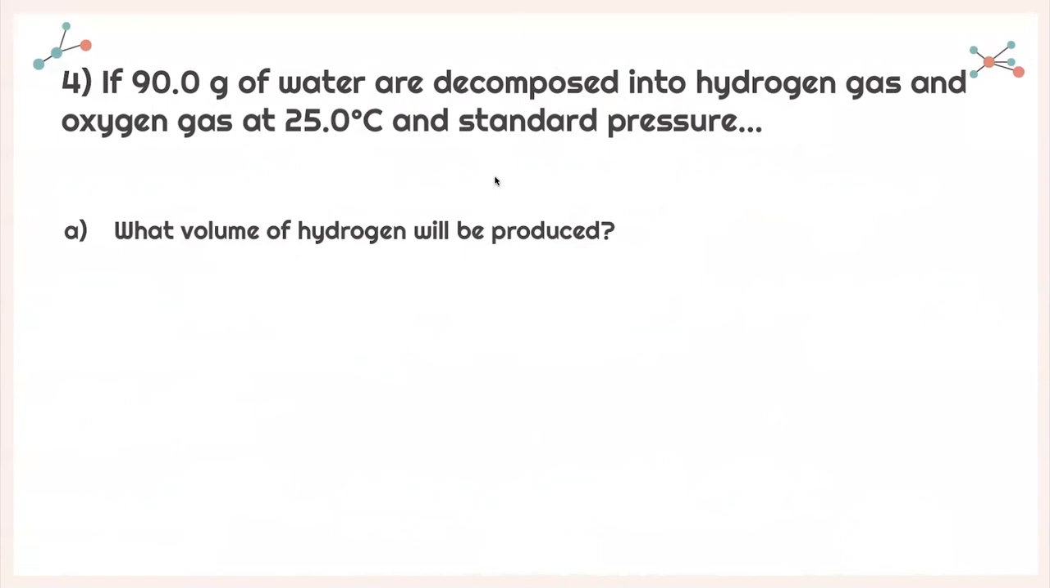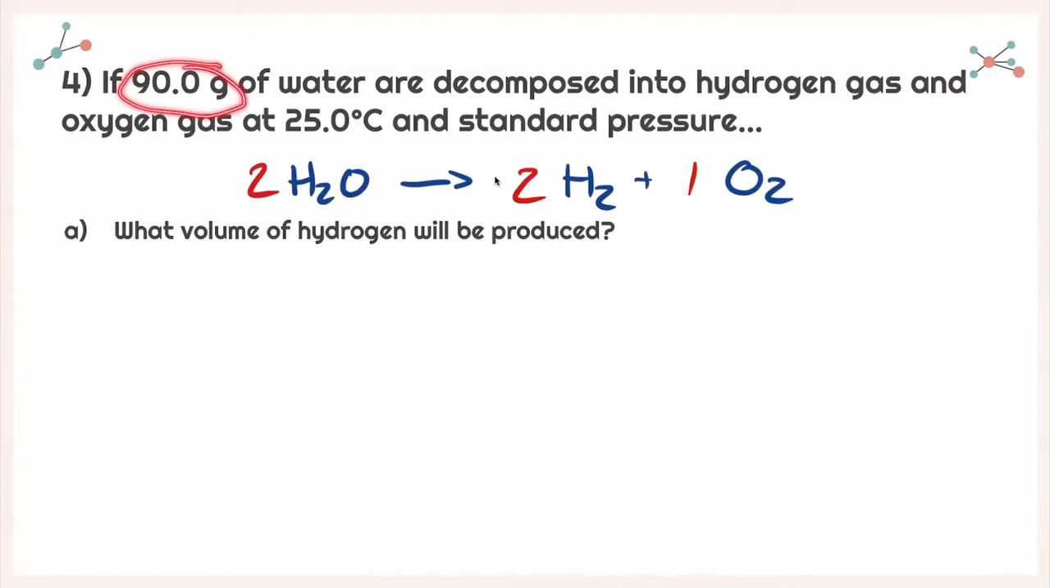For 4, it asks, if 90.0 grams of water are decomposed into hydrogen gas and oxygen gas at 25 degrees Celsius and standard pressure, A, what volume of hydrogen will be produced? I'm not given a chemical reaction, so I'm going to write my own. My water will decompose into hydrogen gas and oxygen gas. It doesn't have any coefficients, so I need to balance it first.